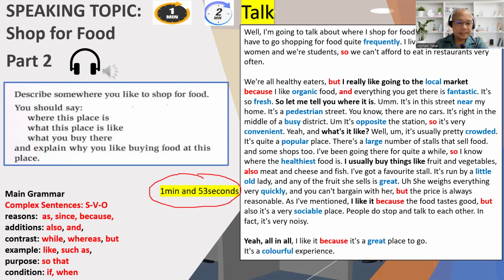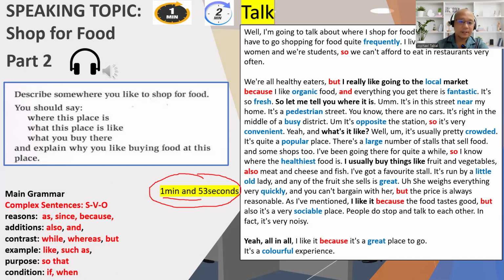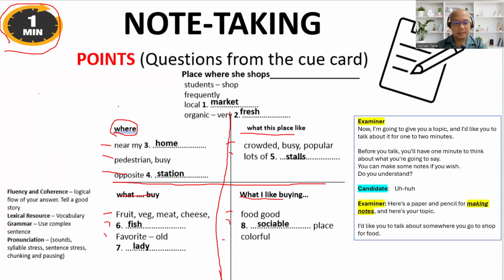So again, the total time the candidate spent here is 1 minute and 53 seconds. For speaking part two, the examiner is going to give you a topic, and before that, you will be asked to make notes. For 1 minute, you have to take down notes on the answer that you have to talk about. For note taking, you can use what we call a window method.